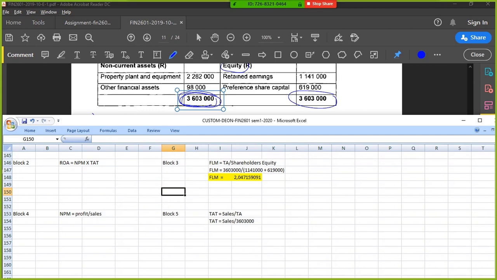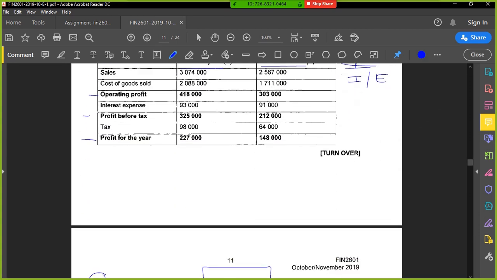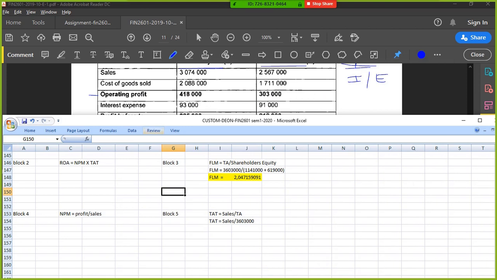Let's continue. We need to scroll further down. We need profit. We need sales. We need other things. Let's go down. Here, Pro Money. What are my sales? Wherever I have sales, I can substitute. There's sales: 3074.